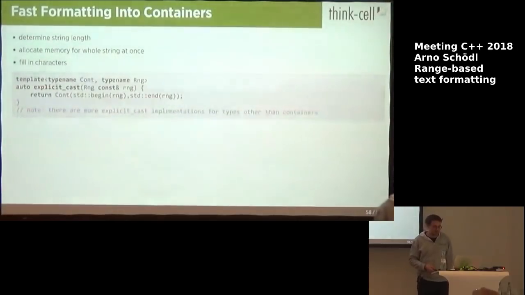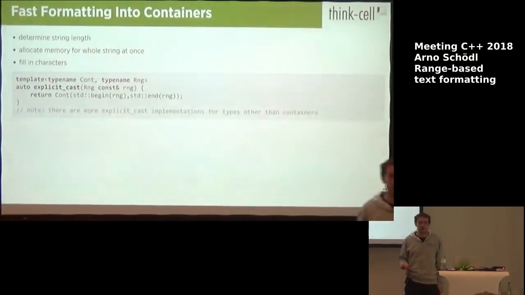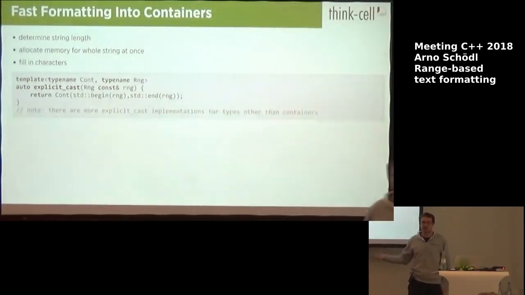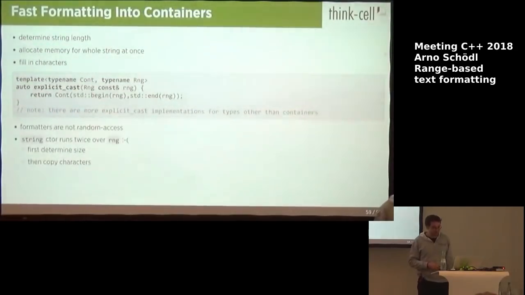So how do we do that? Well, our first attempt could look something like that. We take a range, and then we fill the container. We give it an iterator to the beginning of the range and an end of the range, and then that container will be filled with the content of the range. What could be easier? Well, the problem is these formatters are not random access. When you're printing, say, a double, it's not so clear from the get-go how many characters you are going to need. So this is not a random access range.